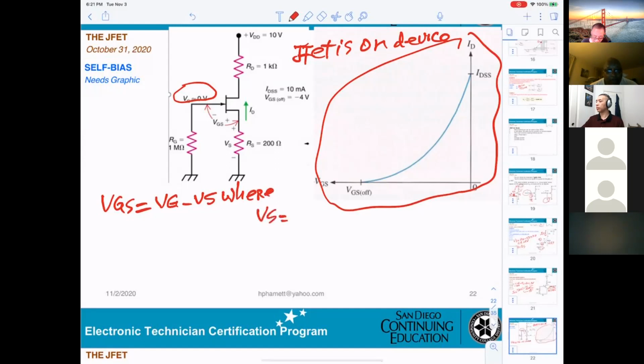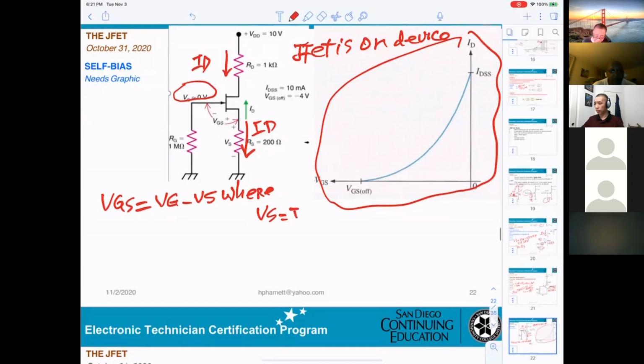Now, looking into the circuitry, this is the current ID here, and this is also current ID. So what does Vs equal? Vs is the voltage ID times RS, the voltage measured from the source to the ground. They will be equal to ID times RS. Correct? Correct.